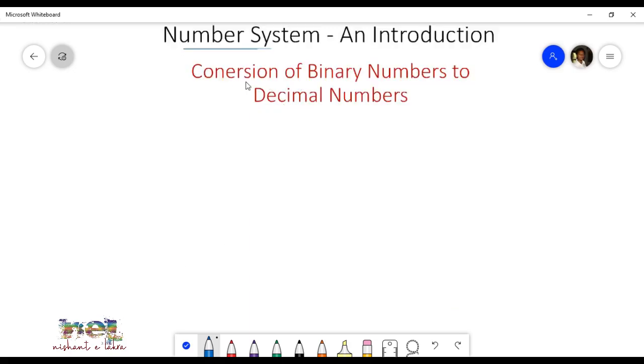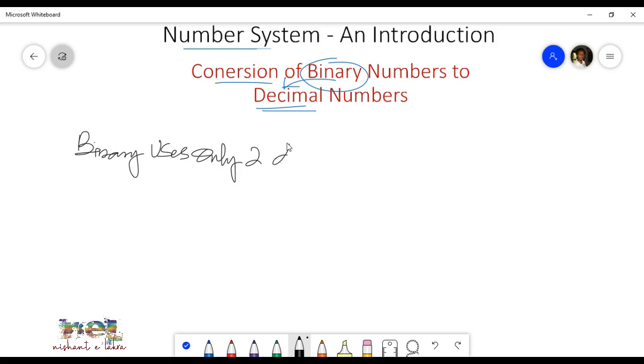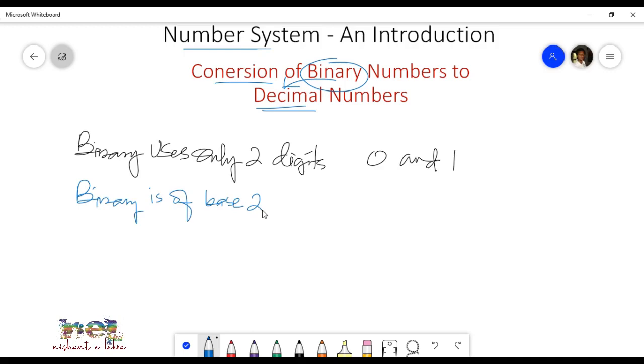Now let us see how to convert binary numbers to decimal numbers. We have learned how to convert decimal, that is base 10, to binary number, that is base 2. Now we'll see how to convert binary numbers to decimal numbers. A little basic before we start solving a problem. Now binary uses only 2 digits, right? You know that. And those 2 digits are 0 and 1. And we also know that binary is of base 2.